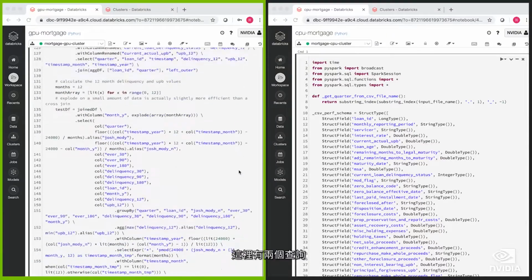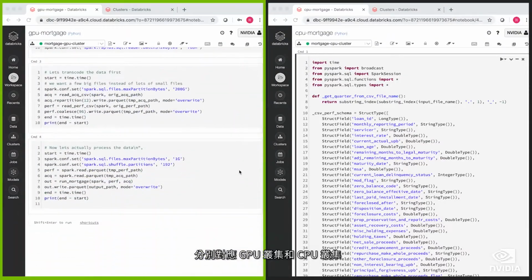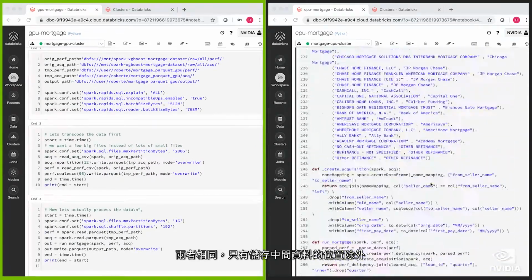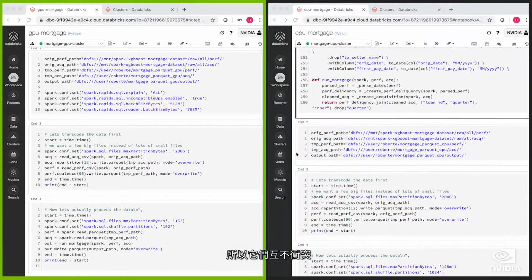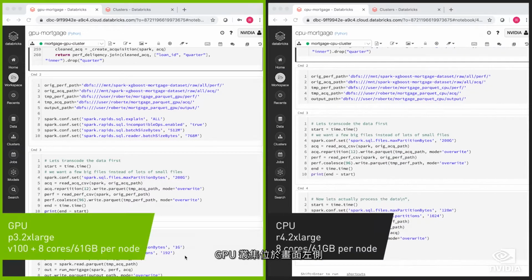There are two queries here, one for each cluster, the GPU cluster and the CPU cluster. They are identical except for the location where we store the intermediate data so they don't collide, and a couple of configs to tune each query optimally, either for the CPU or the GPU. The GPU cluster is on the left with a V100 GPU on each of the nodes. The CPU cluster is on the right.